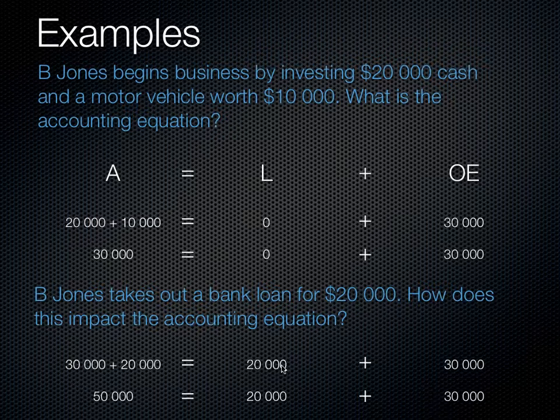But $20,000 of those assets is a liability. We've got to pay it back to the bank. The other $30,000 still comes from the owner because we got that from up here earlier. So our accounting equation still is an equality. $50,000 in total assets is made up of $20,000 in liabilities that we owe back to the bank in this case, and $30,000 in owner's equity.